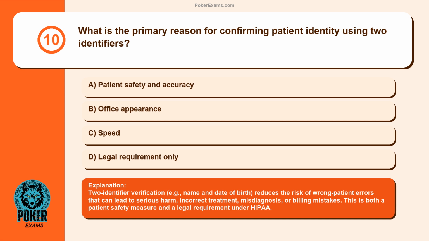Two identifier verification, for example name and date of birth, reduces the risk of wrong patient errors that can lead to serious harm, incorrect treatment, misdiagnosis, or billing mistakes. This is both a patient safety measure and a legal requirement under HIPAA.